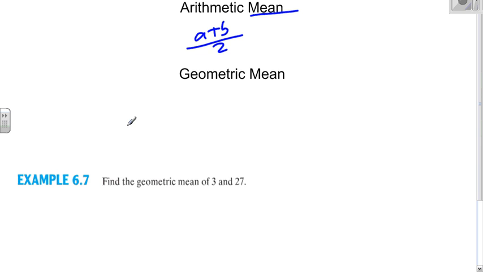For the geometric mean, there's 2 ways to write it out, basically. One is as a proportion, but in the proportion, the bottom of the first and the top of the second fraction are the same. And then you solve for b. You say b is the geometric mean of a and c.